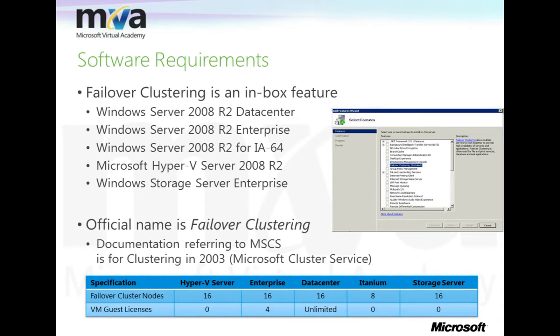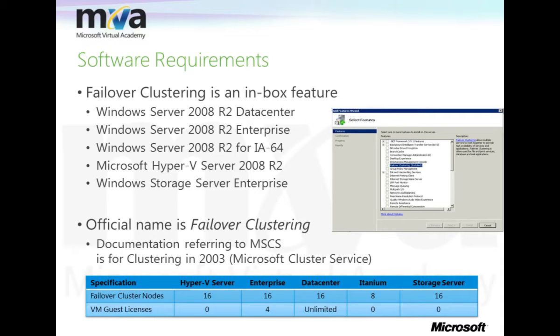Failover clustering in Windows Server 2008 R2 is an inbox feature. It's available in the Data Center and Enterprise editions, Itanium, as well as some of the other SKUs which are not part of Windows Server, such as Microsoft Hyper-V Server and Windows Storage Server. You'll notice that the one SKU that it is absent from is Windows Server Standard Edition, and this is because failover clustering is considered an enhanced feature, an add-on feature, so it is only available in the more upscale SKUs.